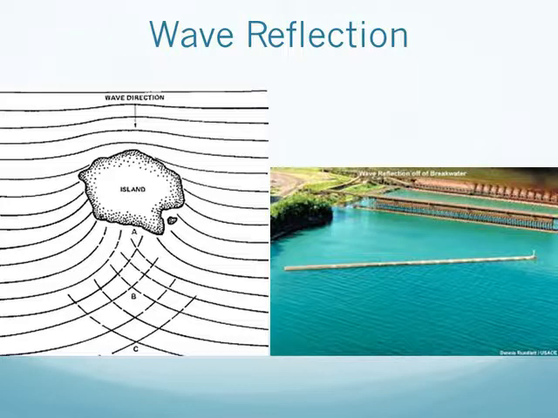So in this particular case, you can see that the waves are hitting that break wall in that harbor, and they are being reflected in an opposing direction. In the image on the left, you can see that the waves are hitting that island. They are refracting around the island and then being reflected in a different direction.